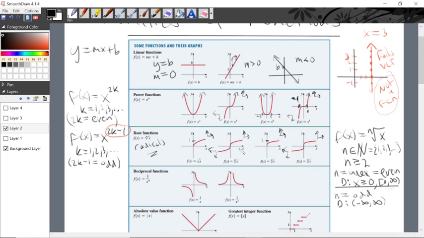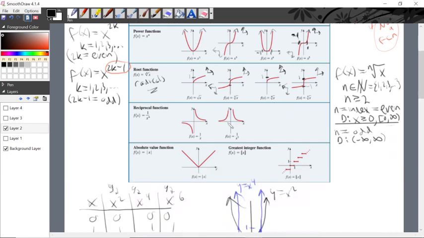Similarly for the odd functions, right? As the index gets higher, the function is going to hug the y-axis a little bit more, and then it's going to expand outward more rapidly once it gets outside of that interval -1 to 1. It's in the y direction instead of the x direction.